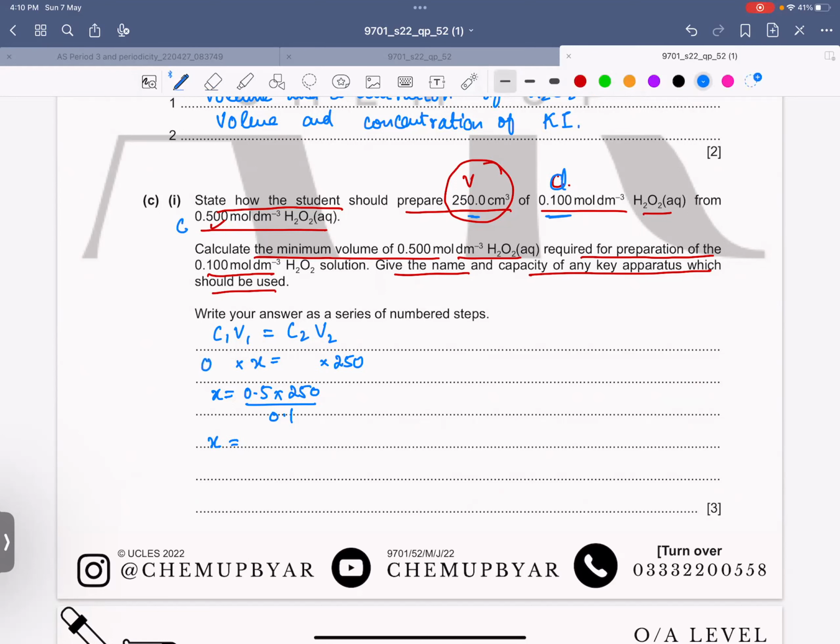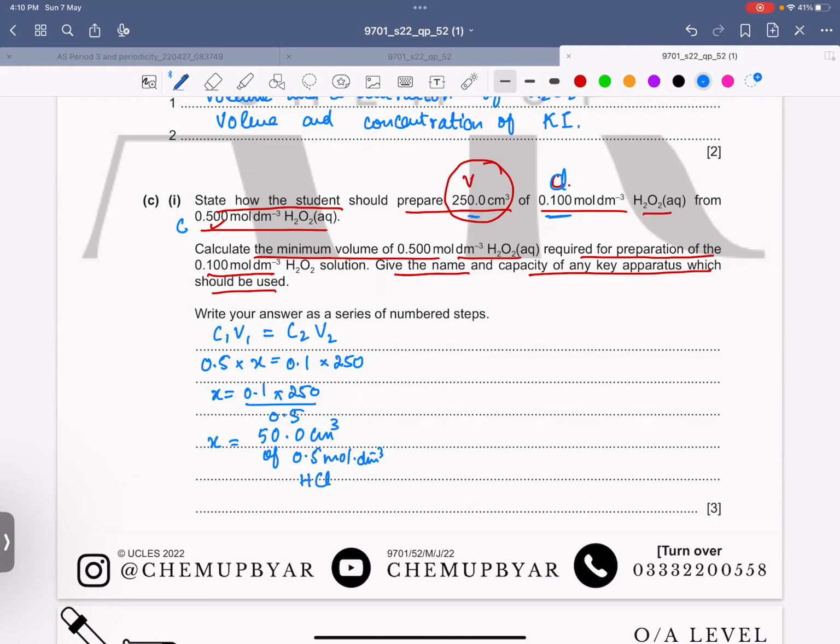So 0.5 times X equals 0.1 times 250. X is 50. So it means 50 cm³ of 0.5 mol per dm³ hydrogen peroxide is needed. Okay. So we have found the volume of the stock solution. So we got the answer.